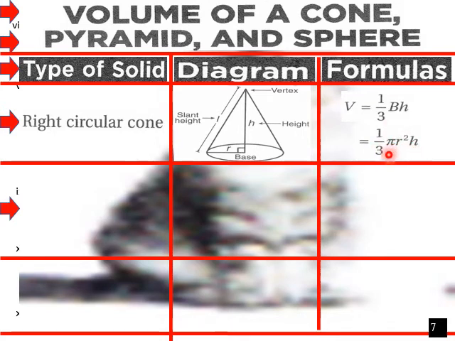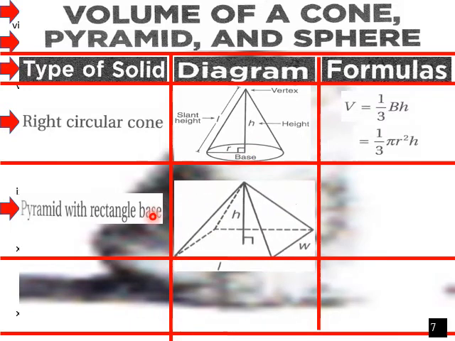So it'll be 1/3, and then your base here would be circular. So the volume would be the area of the base times the height. And to find the area of the circle, it'd be pi r squared, times h.